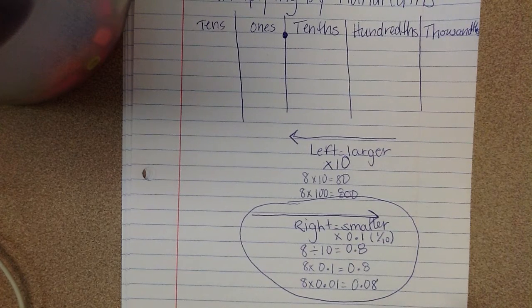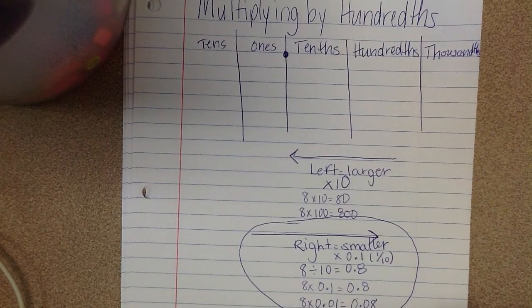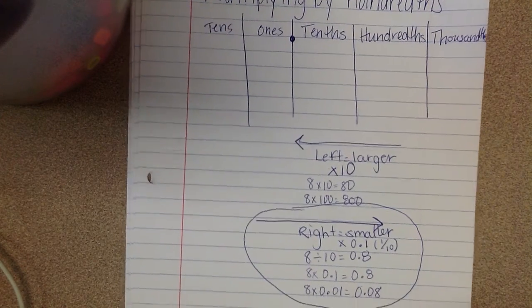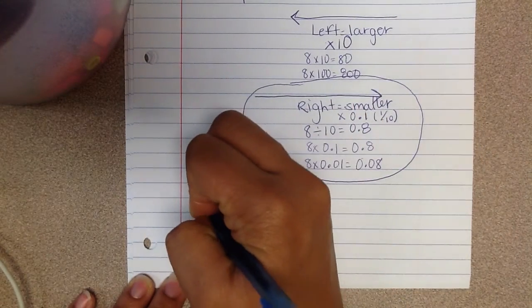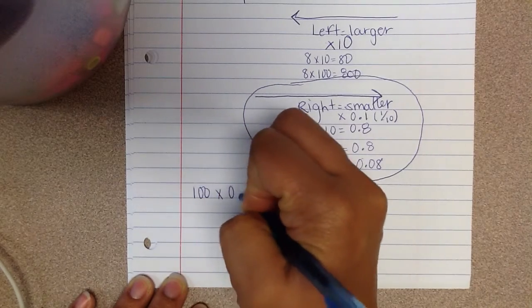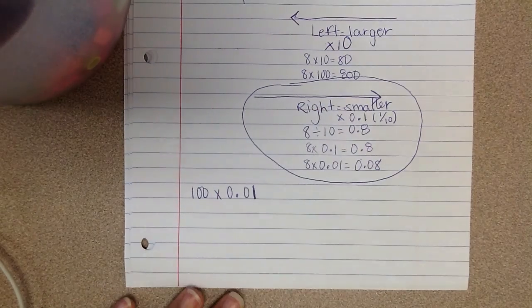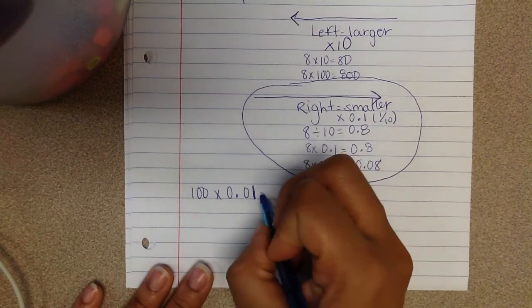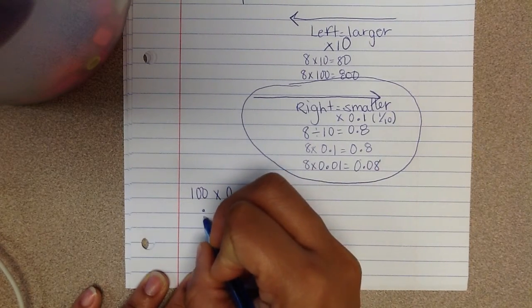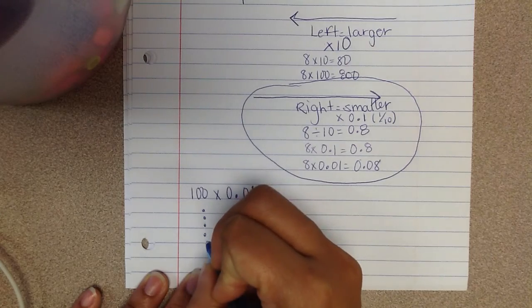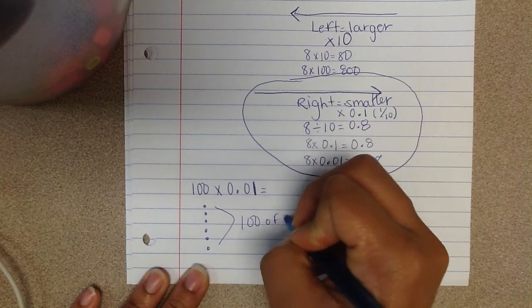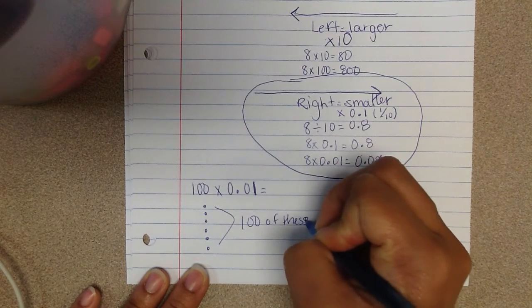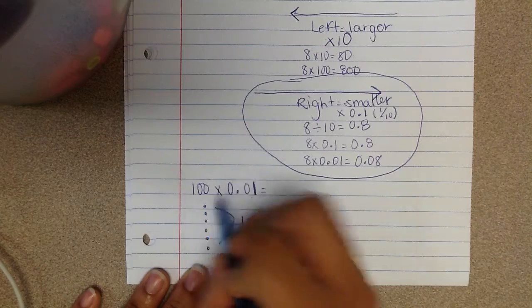So the first thing I want to look at are some problems where I'm taking a whole number and multiplying it by hundredths. Okay, so we're going to move on down. Let's say I have 100 times 1/100. That's saying that I have 100 little pieces, I have 100 little circles. I have 1/100, 100 times.